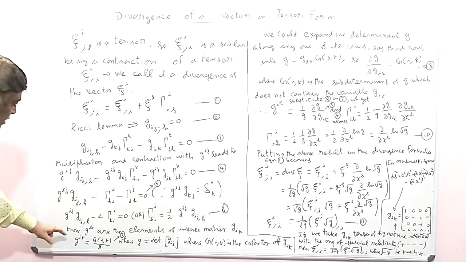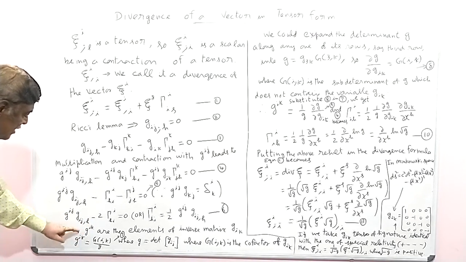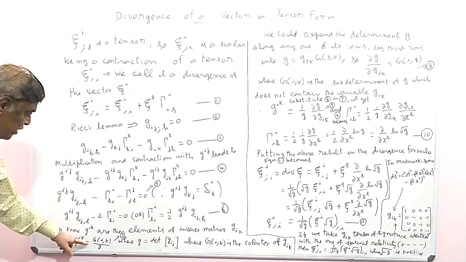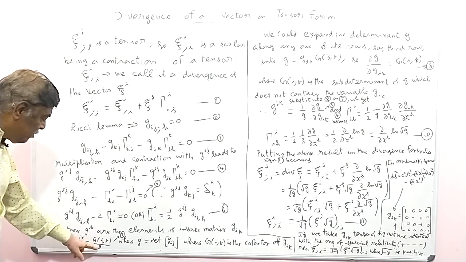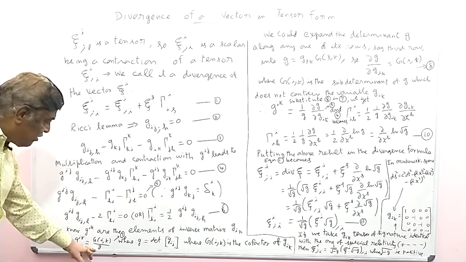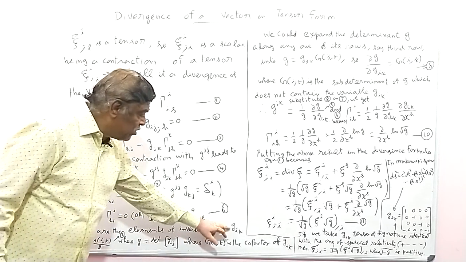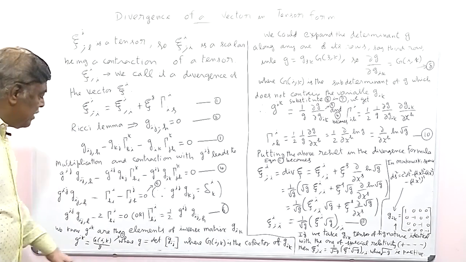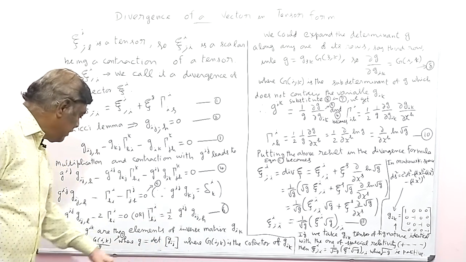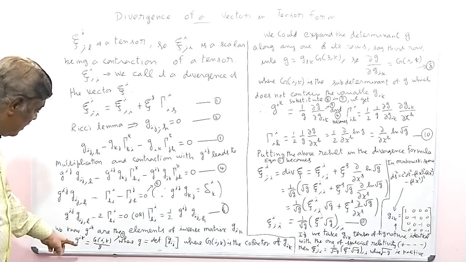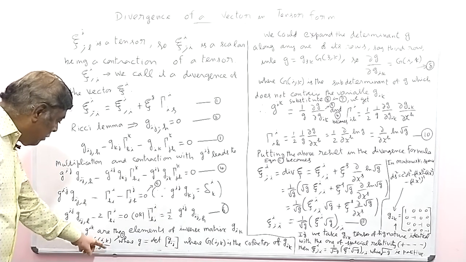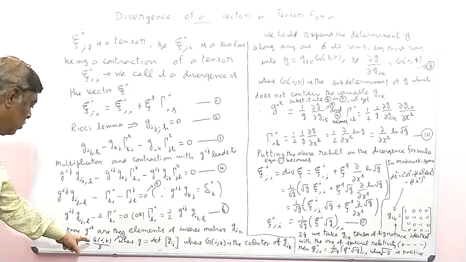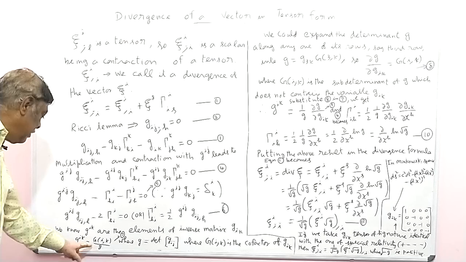So here g^ik means the ik-th element of the inverse matrix, which is equal to capital G(i,k) divided by g. Now g is called the determinant of this matrix. So this is a covariant matrix, and you can obtain the determinant of this matrix, that is small g. Capital G of i comma k is called the cofactor. So the cofactor divided by the determinant gives your inverse.